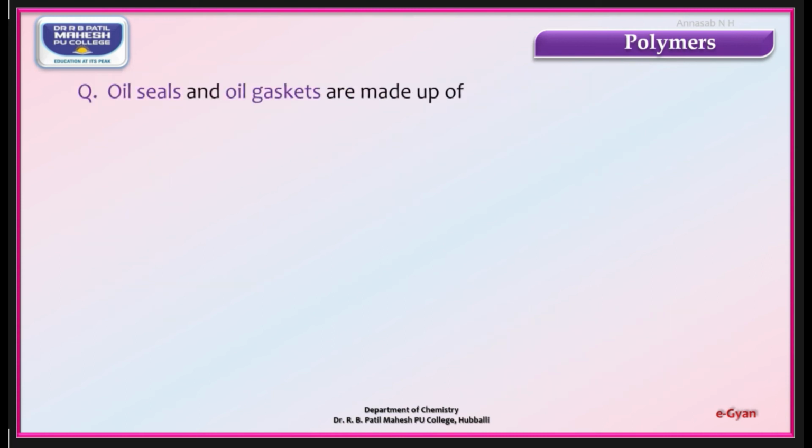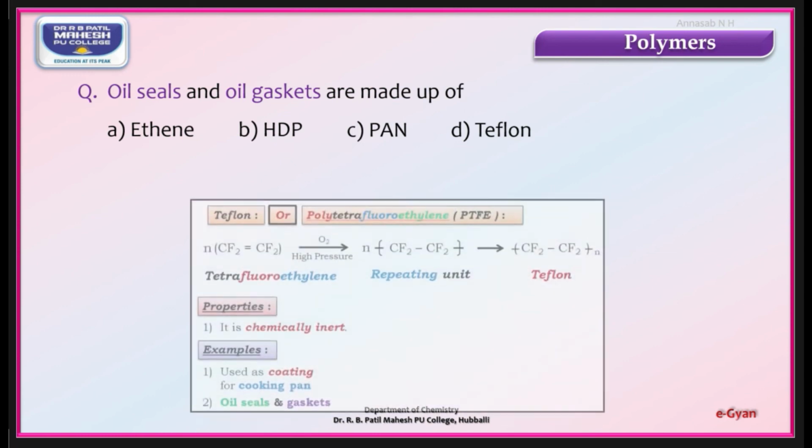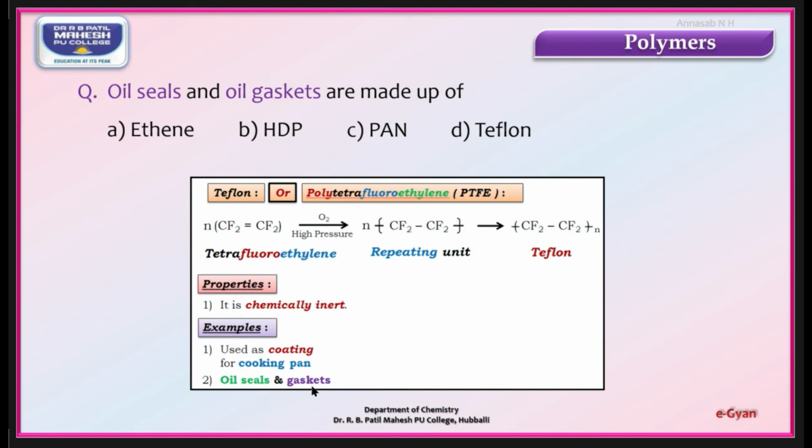There is a question here. Oil seals and oil gaskets are made of which of the following? Ethene, high density polythene, polyacrylonitrile, Teflon. Hope you got the correct answer. We learned that in Teflon. So the correct option is Teflon.